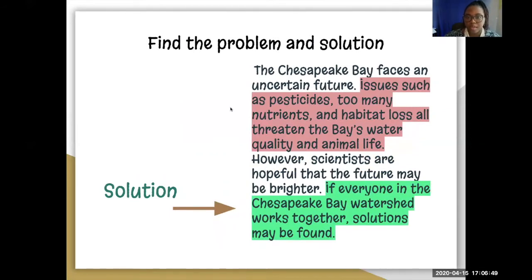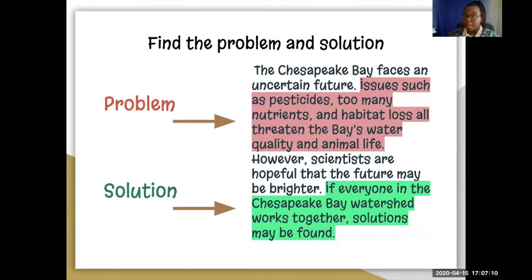Now this next one was to find a problem and solution. I'm sorry, my slides look a little crazy here, but I hope that you highlighted the problem, which is what I have in pink. The Chesapeake Bay faces an uncertain future. Issues such as pesticides, too many nutrients, and habitat loss all threaten the bay's water quality and animal life.